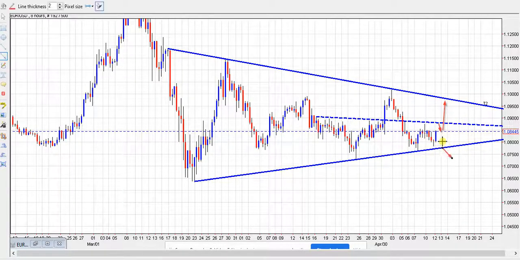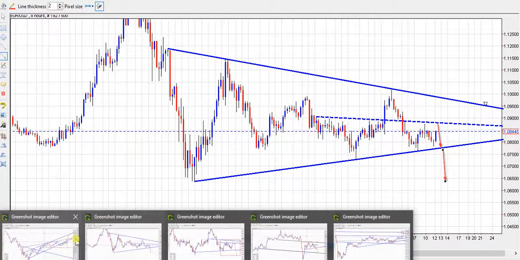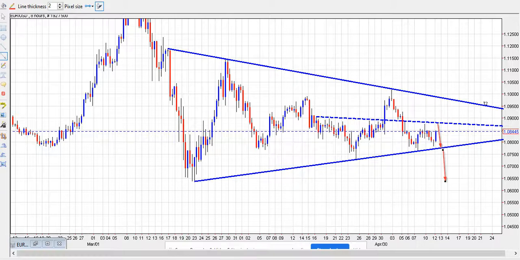However, if it does hold down here, then I'll be cautious, and down here I'll look for a break under to go on the sell. This was the view on the euro.